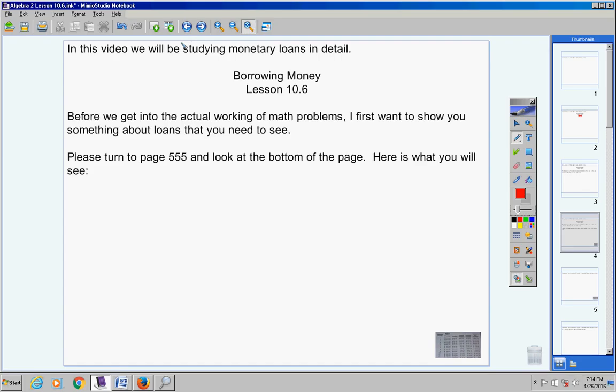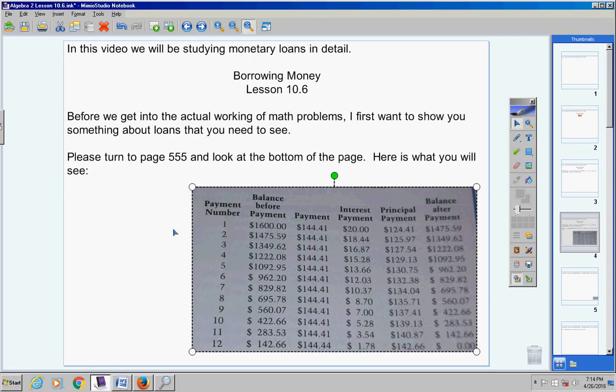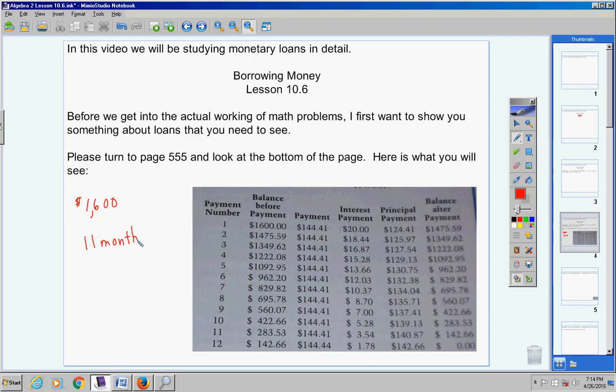Now, I'm not really interested in solving the problem. I just want to talk to you about something. If you'll look at the example at the bottom of the page, you're borrowing $1,600. You do not need to take notes on this unless you want to. That's up to you. You're borrowing the money, and you're going to pay it back in 11 months. Each month's payment is $144.41 until you get down to the last payment here, and it's 44 cents. Sometimes that happens, that's fine.